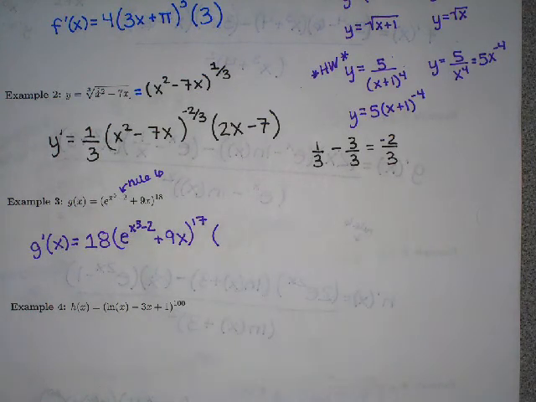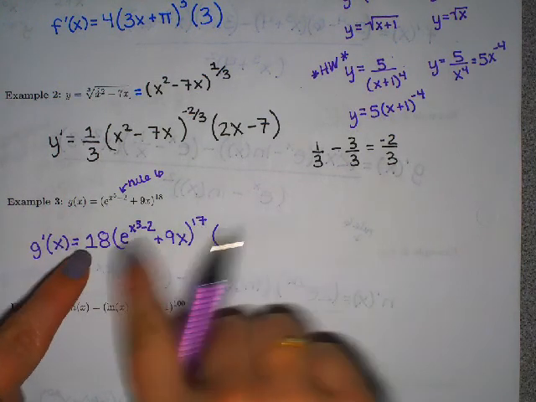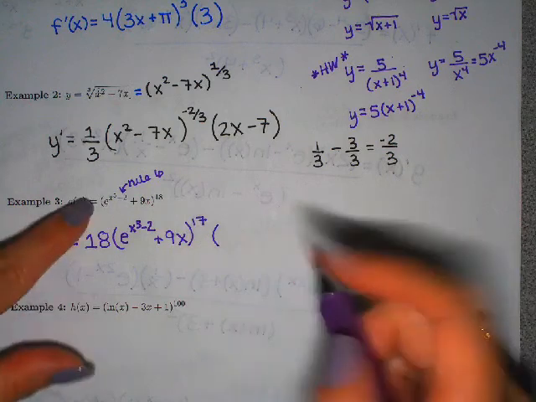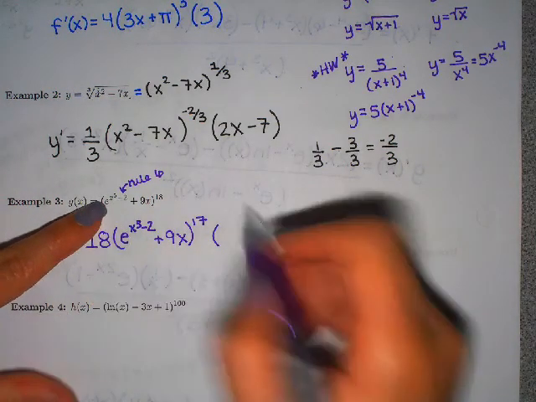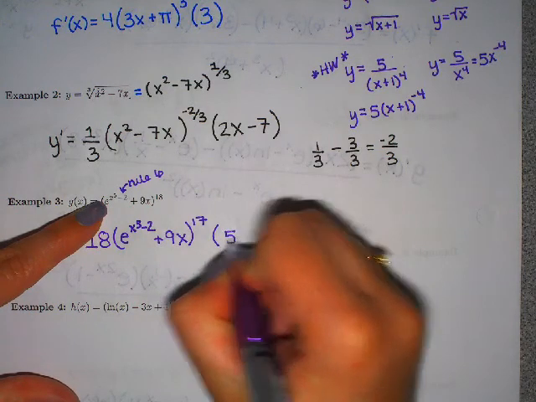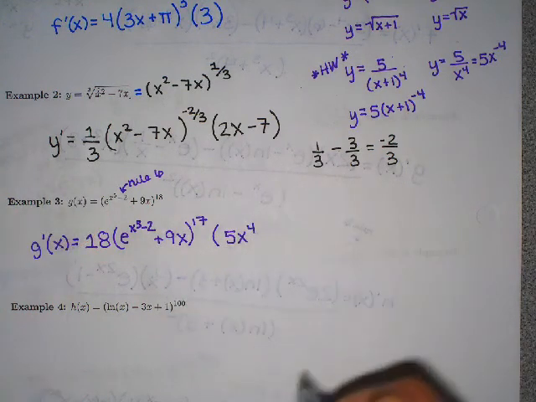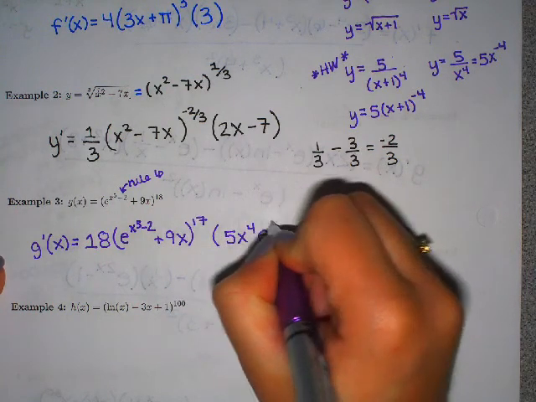Now I need to multiply by the derivative of the inside. Now I have to think about Rule 6. So don't get too intimidated by any of these until you're done bringing down and subtracting 1, because that's half the battle. Now, what's the derivative of the power? X to the 5th minus 2 is 5x to the 4th.